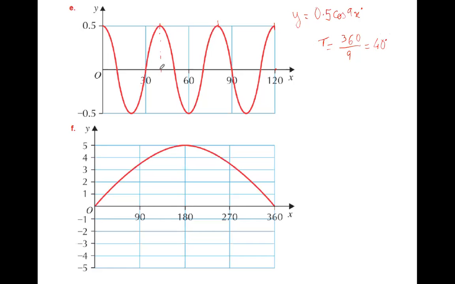So every 40, this just keeps repeating itself. So that would be 80. And then 120. Okay? Yep.